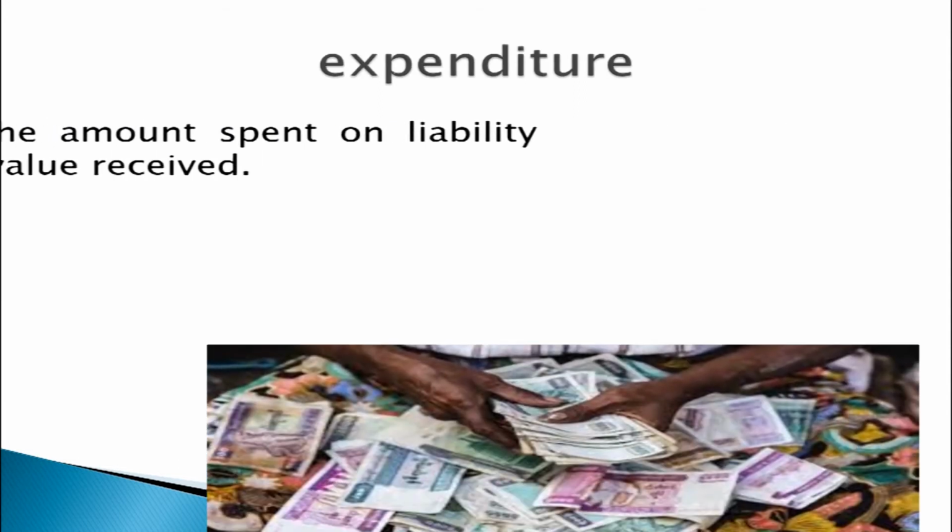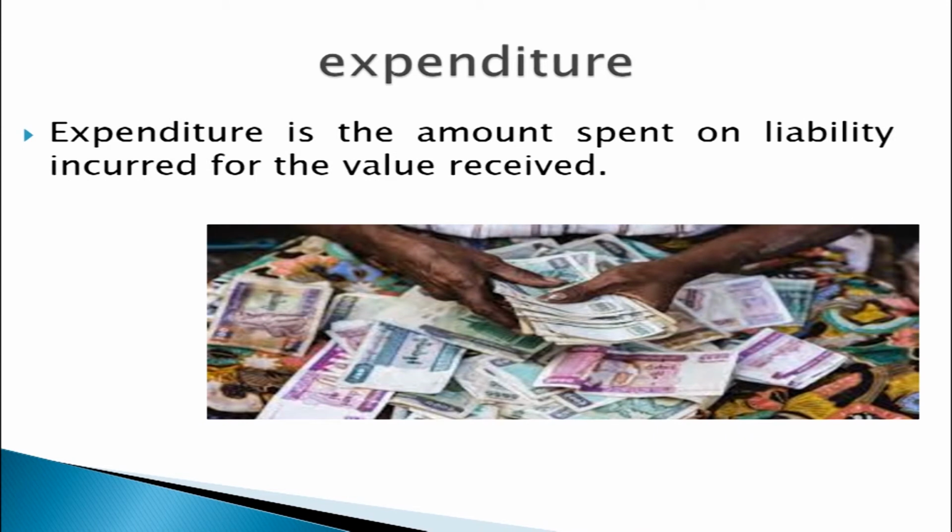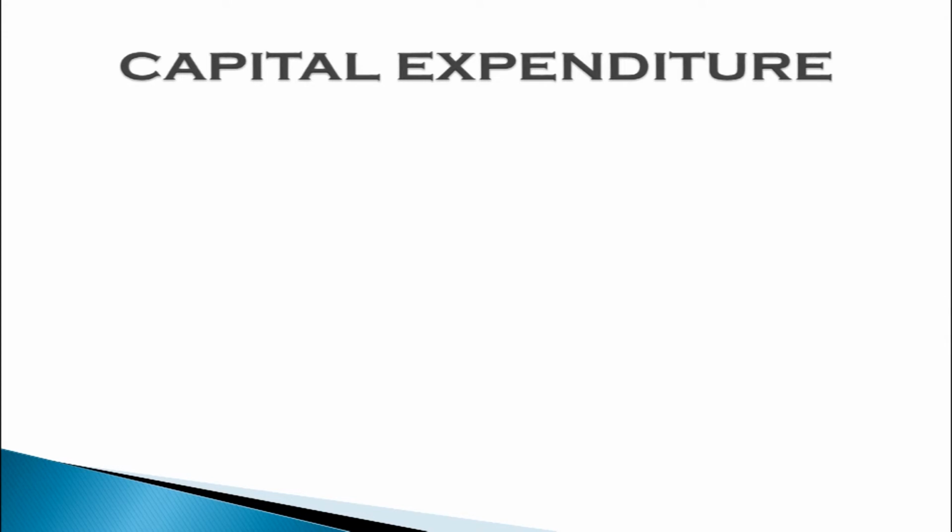Next term is expenditure. Expenditure is the amount spent on liability incurred for the value received, like goods, assets purchased, or services availed. It may be classified into three categories, that is, capital expenditure, revenue expenditure, deferred revenue expenditure.